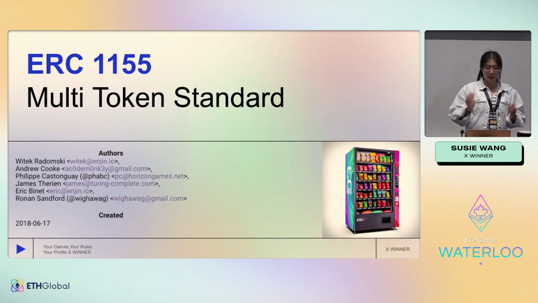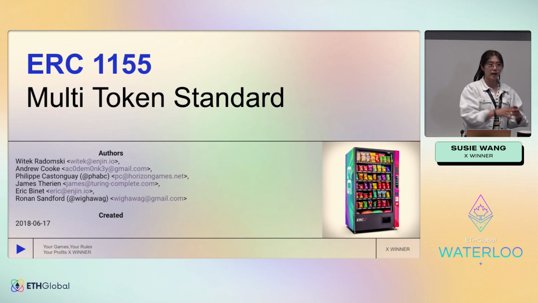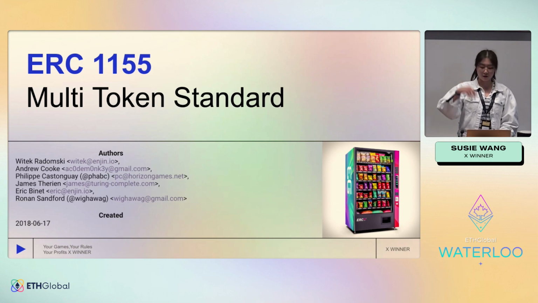But with ERC1155, it's actually solving this problem because it's combining maybe the soda and also the candy bar in one slot together, or maybe some digital collectibles in one slot also. So I only need to press the credit card once, and then everything drops.